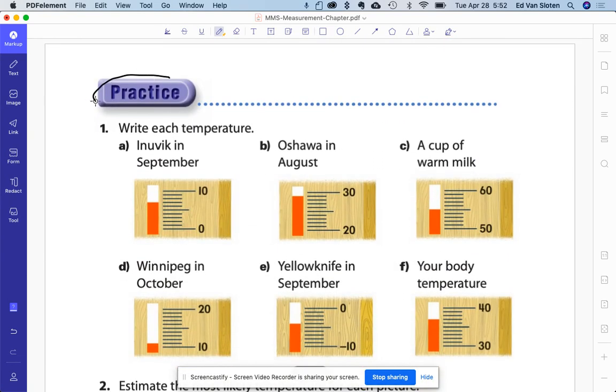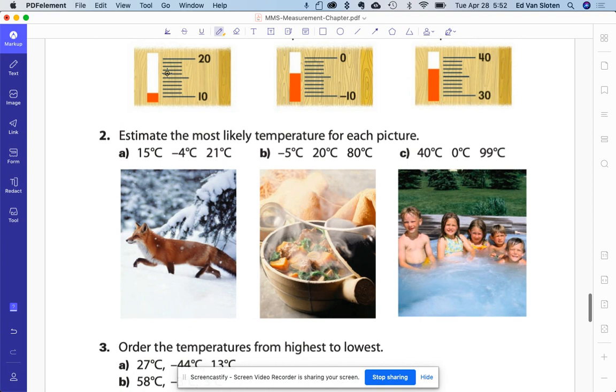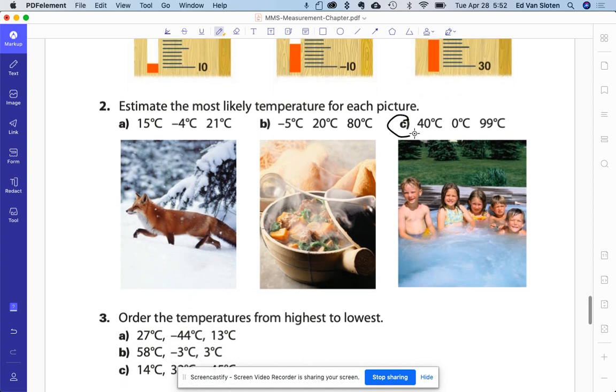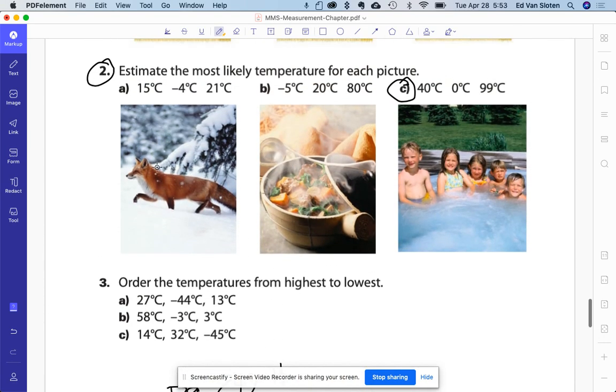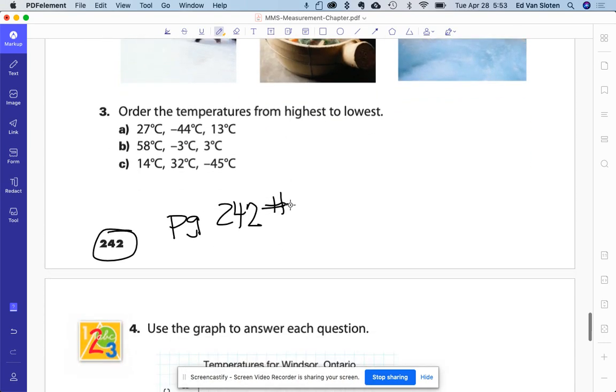Practice. Guys, I'm going to let you look at the questions first and try them. And let's say you look at this and you don't understand it. So you know what you do? You go, Mr. V, I don't understand page 242, number 2, part C.